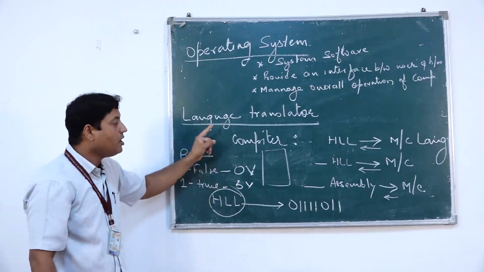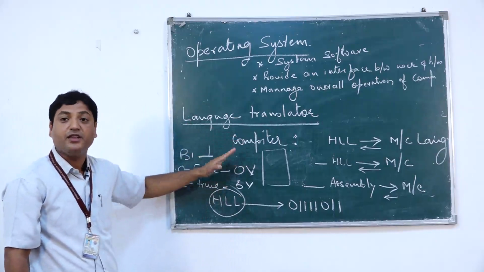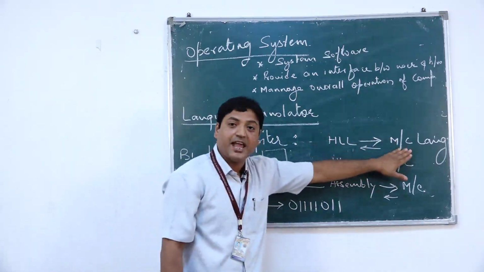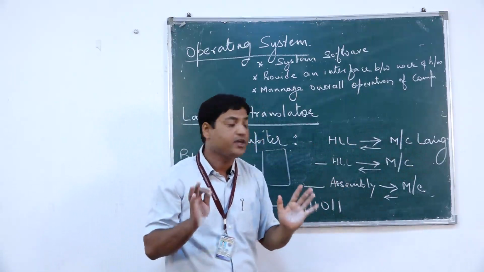Okay, so compiler and interpreter both are system software which can convert high level language into machine language and machine language into high level language, vice versa. ठीक है, दोनों ही काम करता है.